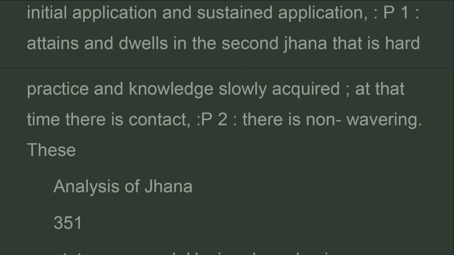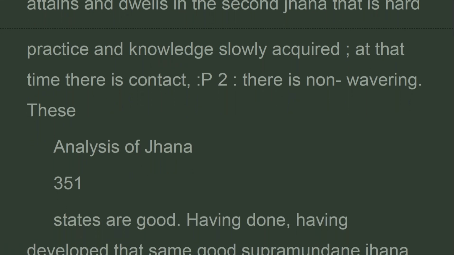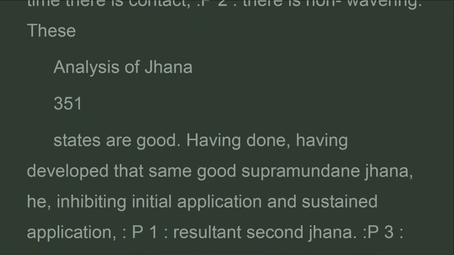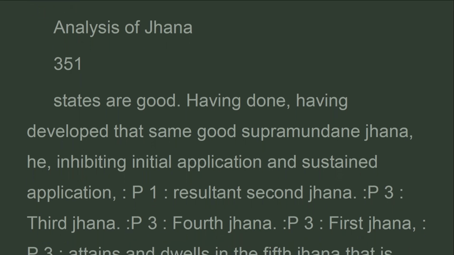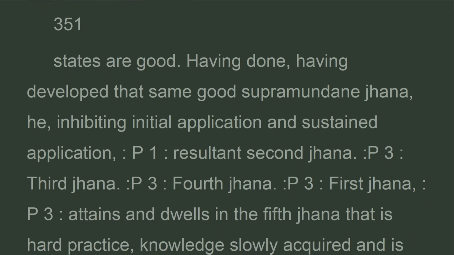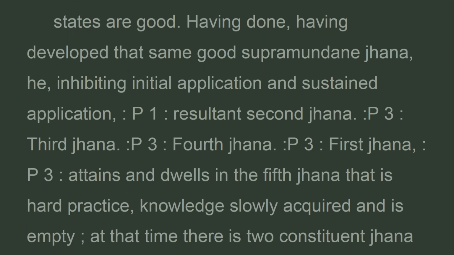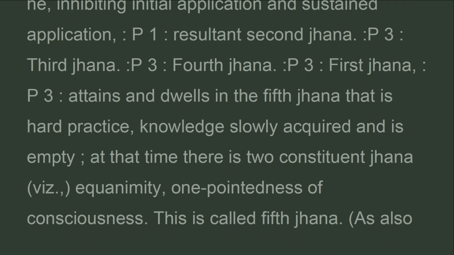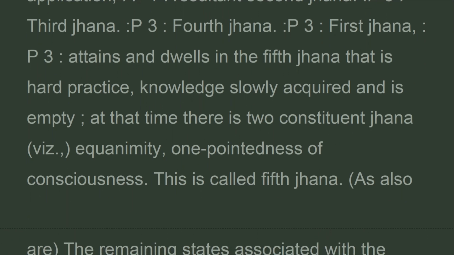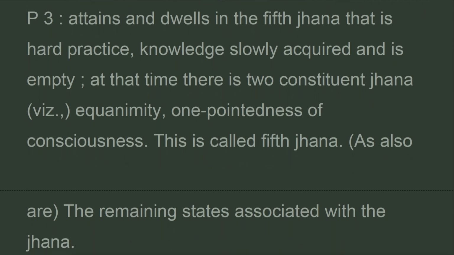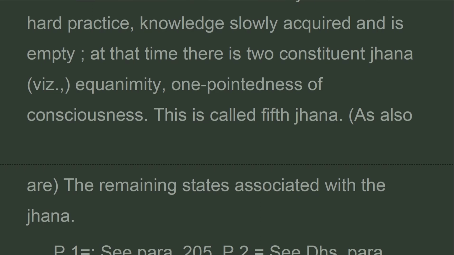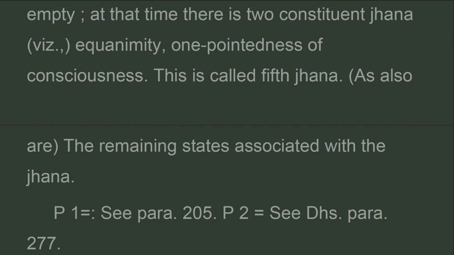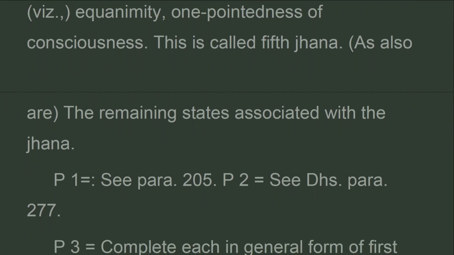At that time there is contact, there is non-wavering. These states are good. Having done, having developed that same good supramundane jhana, he, inhibiting initial application and sustained application, resultant second jhana, third jhana, fourth jhana, first jhana, attains and dwells in the fifth jhana that is hard practice, knowledge slowly acquired and is empty. At that time there are two constituent jhana factors: equanimity, one-pointedness of consciousness. This is called fifth jhana. The remaining states associated with the jhana.